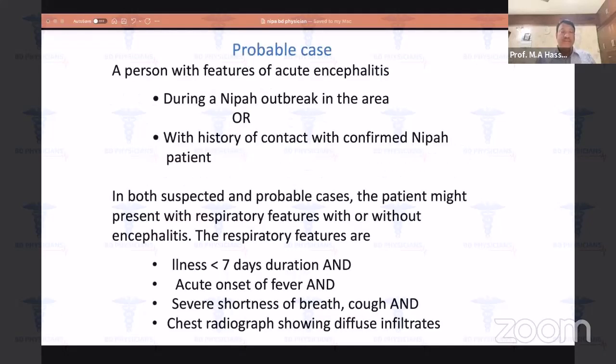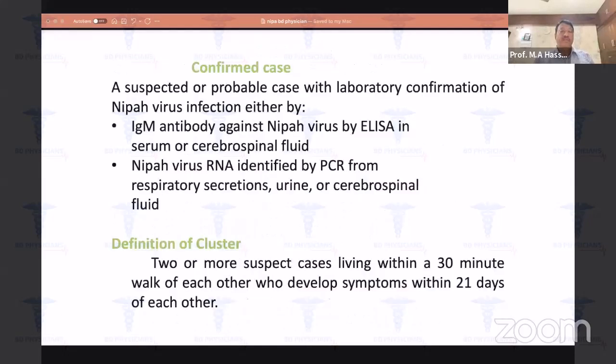Probable case, if there is another case report or outbreak report, and there is a confirmed contact with a Nipah patient, such as father or mother or children, or there may be some respiratory illness features less than 7 days, acute onset of fever, sudden onset of shortness of breath, cough, and chest radiograph showing diffuse infiltrates like ARDS. So this case definition is given. Actually, we can easily suspect it clinically. And the confirmed case is by laboratory confirmation of IgM antibody, either in the serum or cerebrospinal fluid, or PCR confirmation in the CSF, respiratory secretion, or urine.